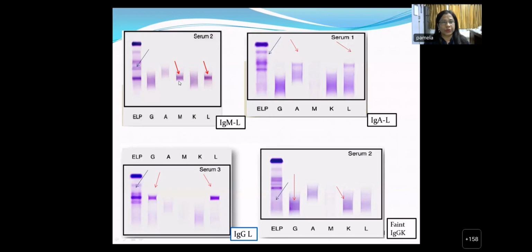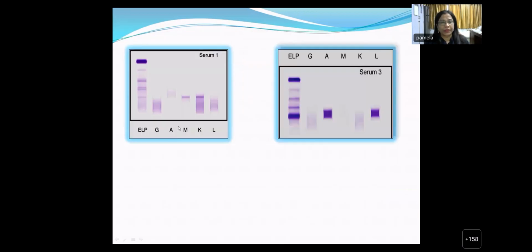Some more patterns. You have the ML. Here you have the A and L, which is faint. You have the A and L, sorry, the G and L here, which is prominent. And on this side, you have the faint IgG kappa.